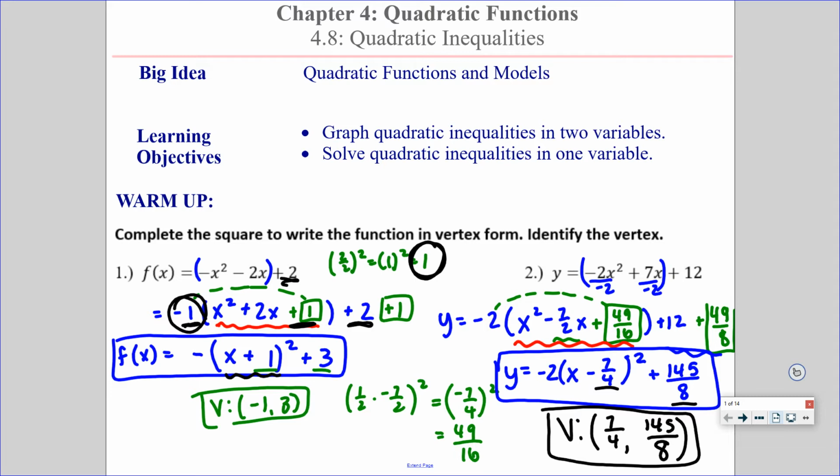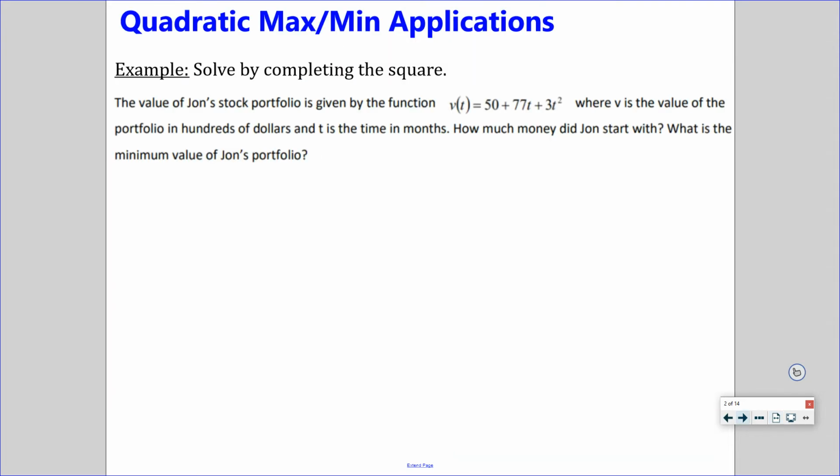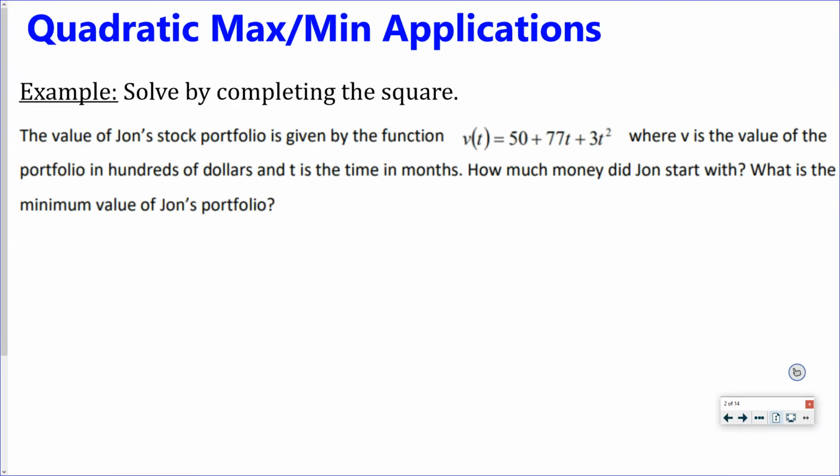So 4.8 is quadratic inequalities. We're going to graph them and we're going to solve them. And we will probably just get to graphing today for the most part. There's one application problem. There's a couple on your homework, so I wanted to do one together with quadratics that we're going to solve by completing the square.